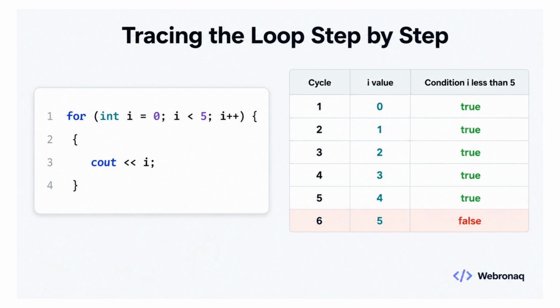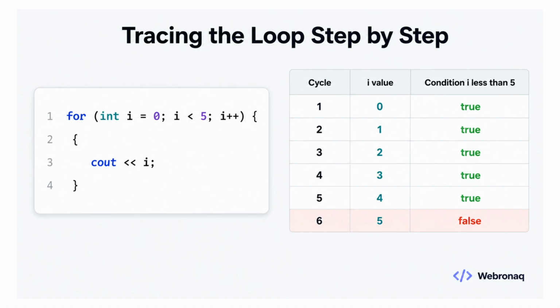Alright, let us trace this loop together. We write for, followed by 3 parts in parentheses. First, int i = 0, that initializes i to 0. Second, i < 5. That is the condition checked before every cycle. Third, i++. That updates i by 1 after every cycle.